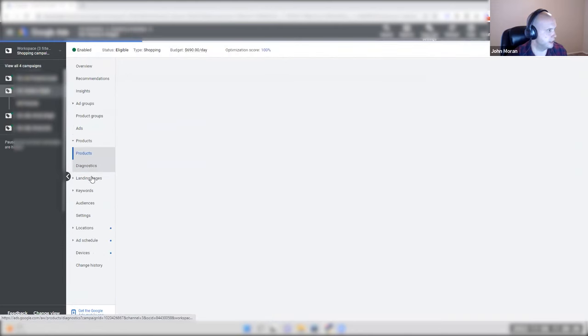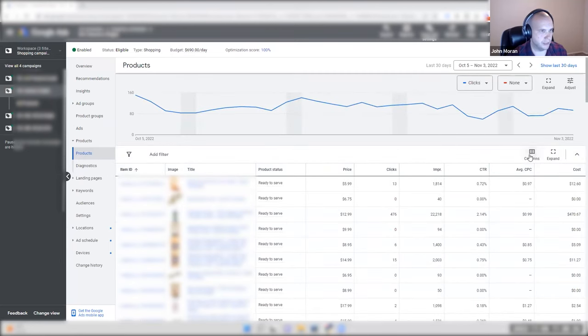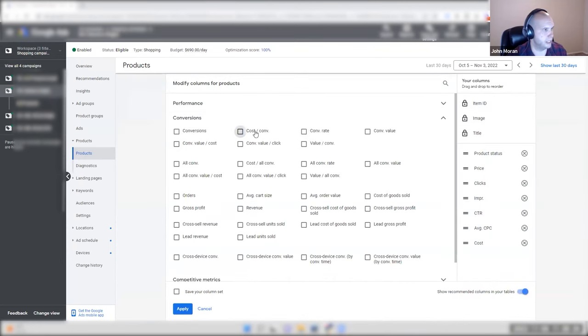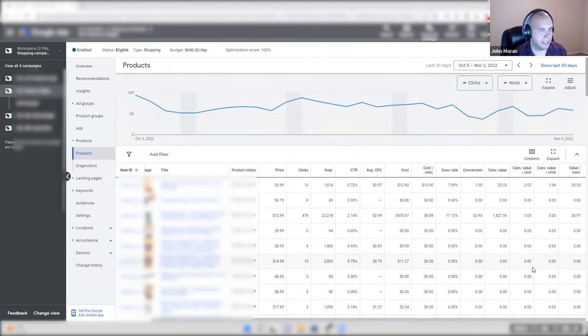Okay, if we're looking at the products that are selling, because we're using data-driven, should be fairly evenly distributed. So let's see if there's any inefficiencies that we can see that are not working well. Then do converted value by cost. So now we're just gonna evaluate the main shopping campaign.